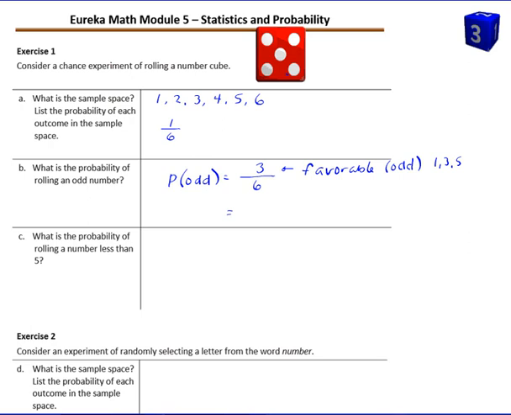We can simplify that to 1/2 if we would like to. Does that make sense, that half of the numbers are odd, so your probability of rolling an odd number is 1/2? Question C. What is the probability of rolling a number less than 5? A probability of a number less than 5.